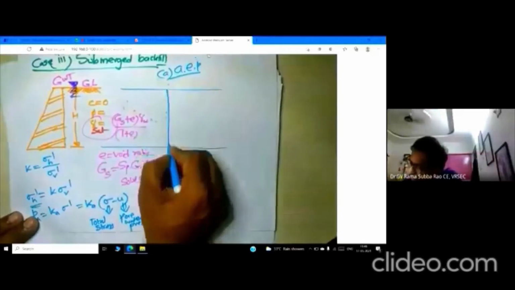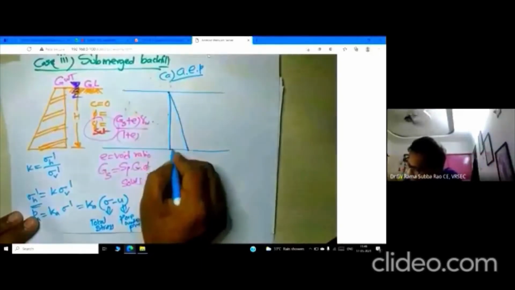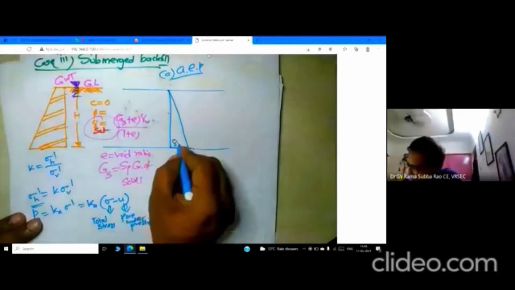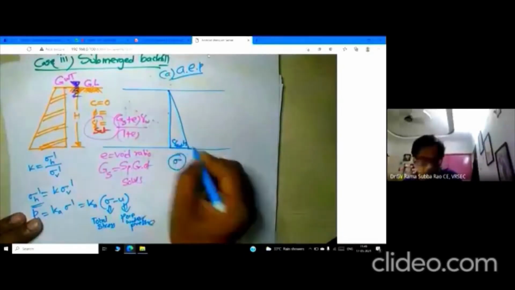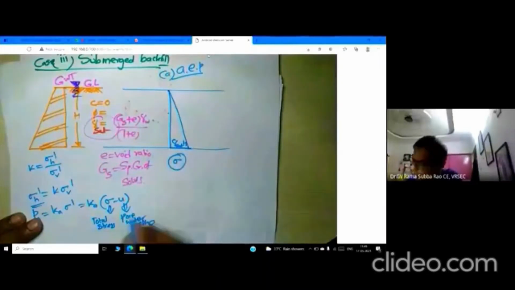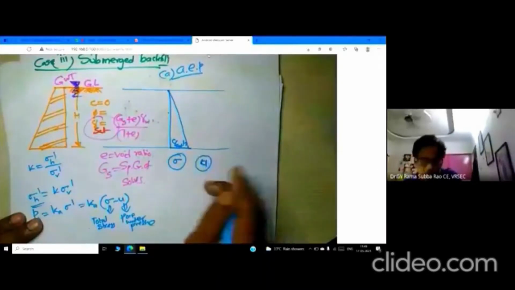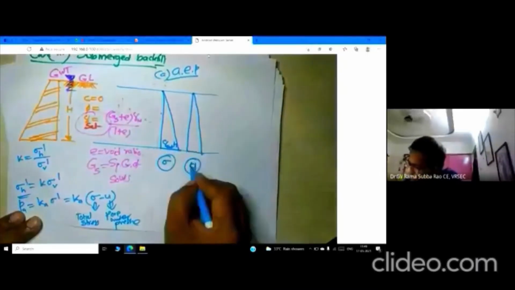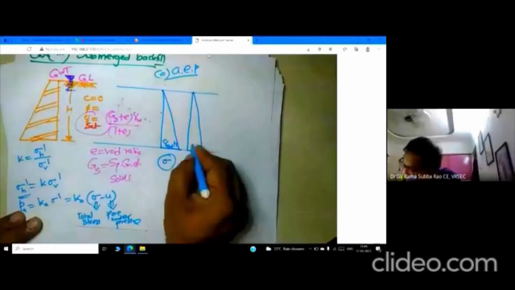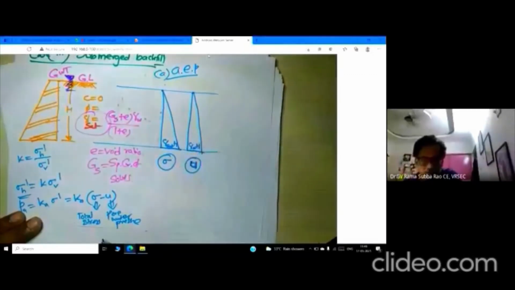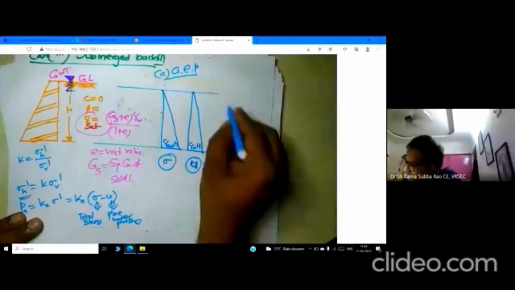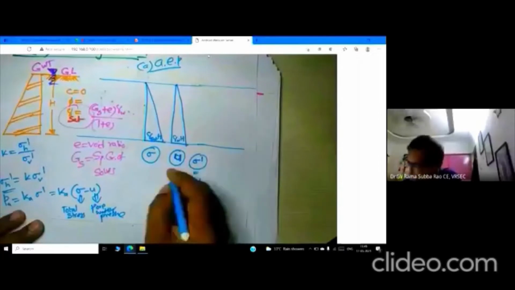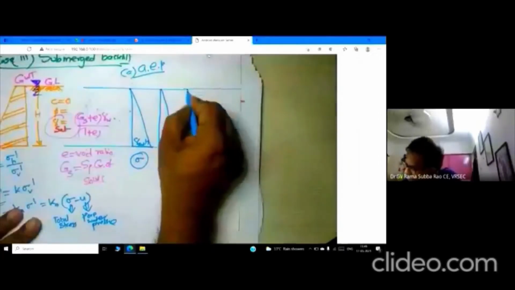So what is sigma now? Can anyone tell me how to calculate sigma? Gamma sat into H. Now how to calculate U, pore water pressure? Can anyone tell me? I will tell you, pore water pressure U is gamma of water into H. Now, can anyone tell me how to calculate sigma dash? Which is equal to sigma minus U. So can anyone tell me what I am getting at the end?